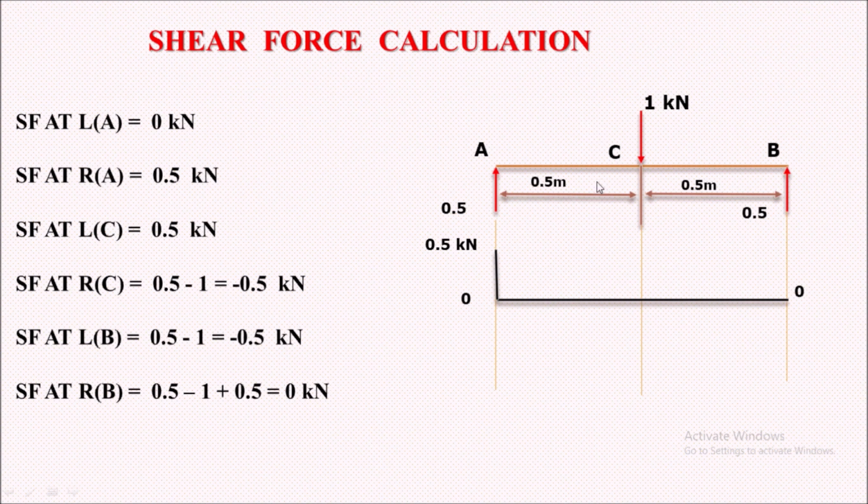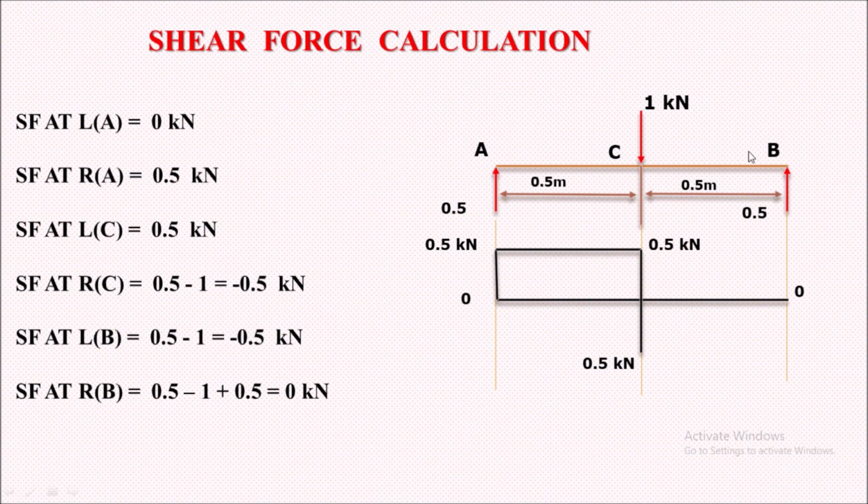Now we will consider the shear force at point C to the left. If we look to the left, we can see only this load, which is 0.5 kN. Now to the right, this will be 0.5 positive and this will be 1 kN negative, because it is a downward force. So 0.5 minus 1 will become minus 0.5 kN to the right. It will go in the downward direction because of the negative sign, so negative 0.5 kN.